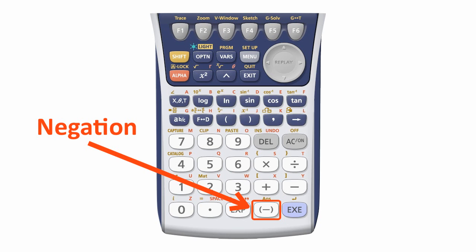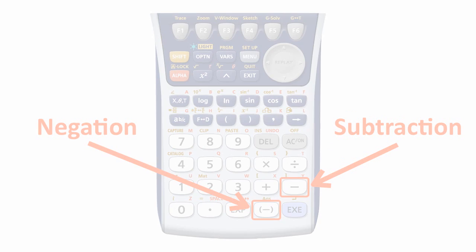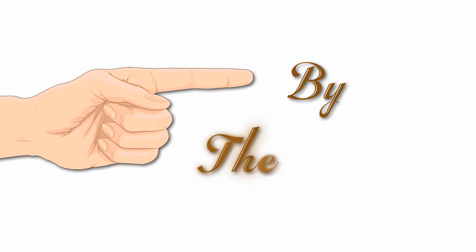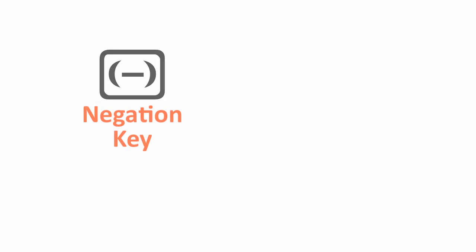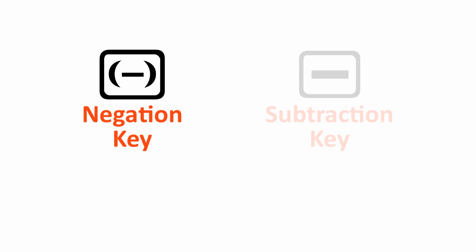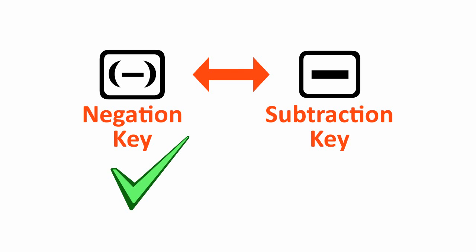This is the key you would need to use if you want to perform a negation or to input negative numbers. To perform a subtraction, use this key. By the way, the negation key and the subtraction key are pretty much interchangeable on this calculator, but not always. So I highly recommend you use the negation key when you have to perform a negation, and when you want to subtract 2 values, use the subtraction key.